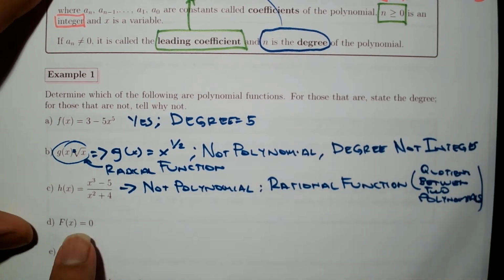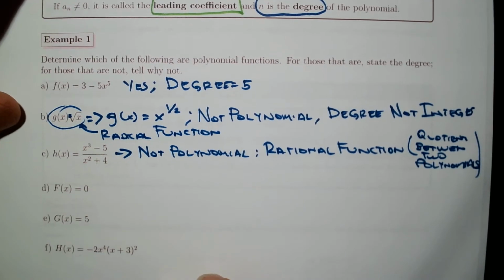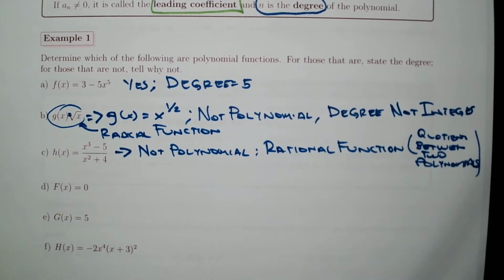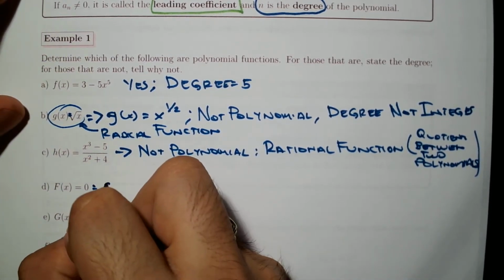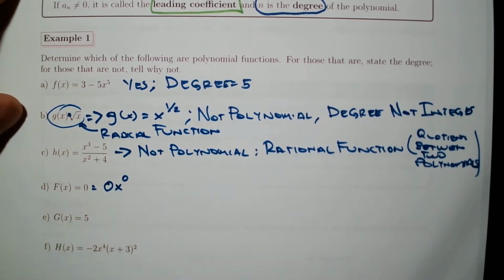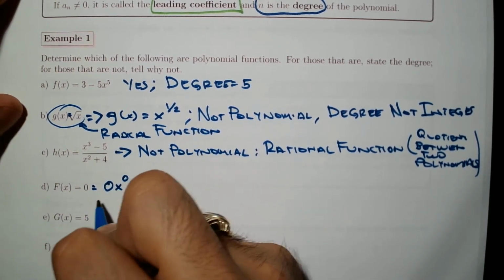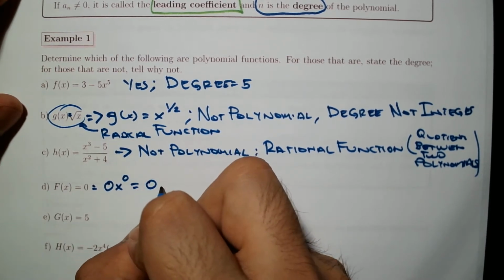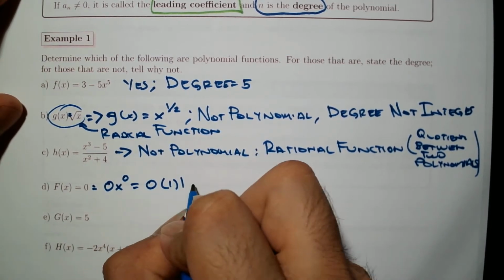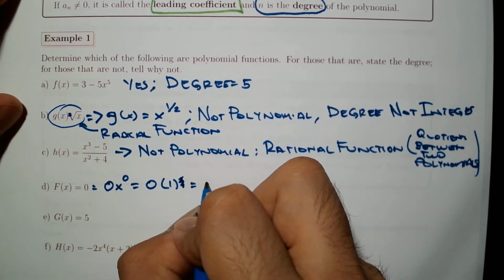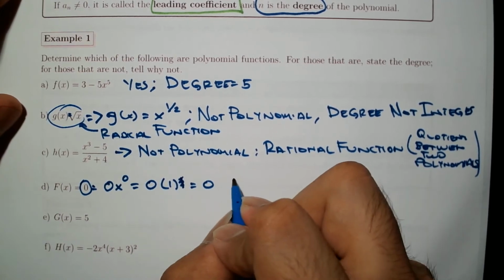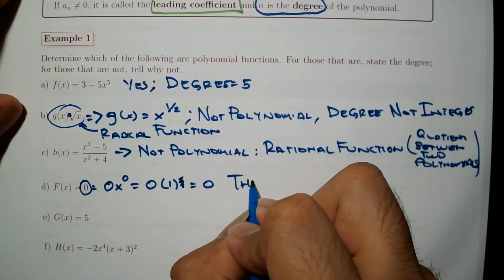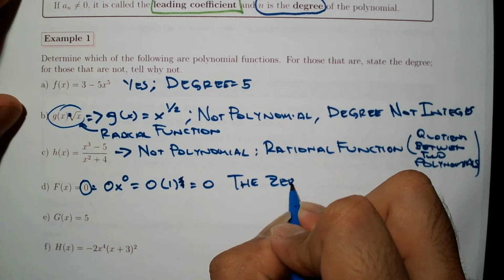Okay, so let's look at the next one, letter D, f of x equals 0. Well, even though it doesn't have any x's, I claim this is a polynomial because this is the same as saying 0 x to the 0 power. Because what is x to the 0? x to the 0 is 1, and 0 times 1 equals 0, which is what we had at the beginning. So in fact, this is called the zero polynomial.